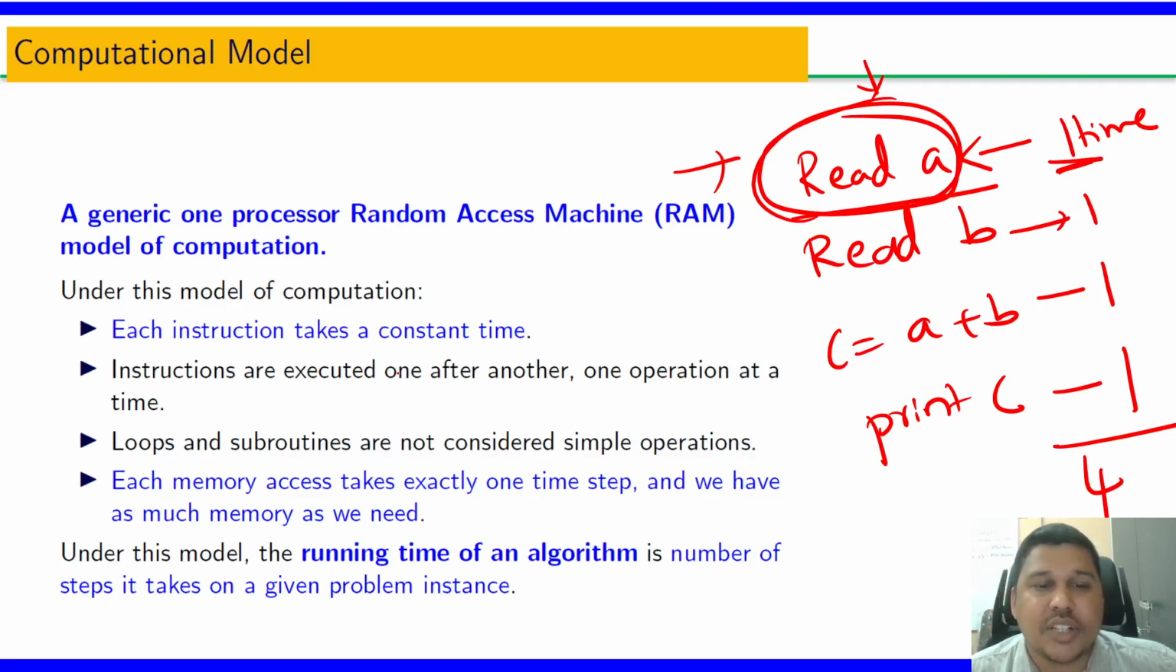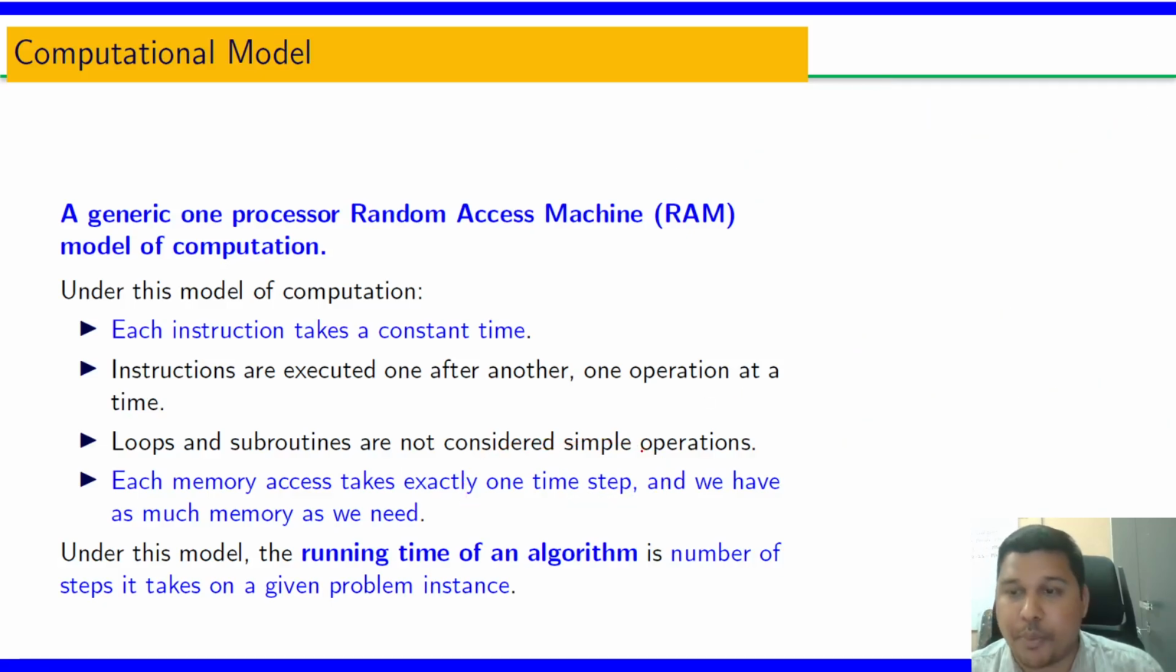Now, instructions are executed one after the other. After this, then this, then this, and so on. If there are loops, they are not simple operations. We should be careful when there are loops in the program. Each memory access takes exactly one time step. Okay, and we have as much memory as we need. In memory, we have so much, and each access is one time step. This is the important point.